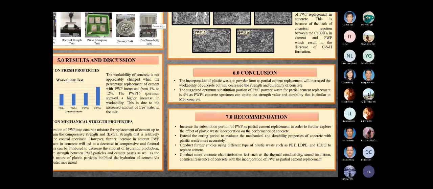We can increase the substitution level of PVC waste powder in order to further explore the effect of plastic waste incorporation on the performance of concrete. And then we can extend the curing period to evaluate the mechanical and durability properties of concrete more accurately. And then we can conduct further study using different types of plastic waste such as LDPE, PET, HDPE. And then we can conduct more concrete characterization tests such as thermal conductivity, sound insulation, and chemical resistance tests of concrete with the incorporation of PVC waste powder as partial cement replacement.